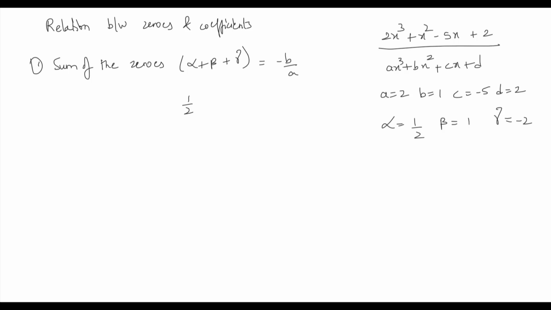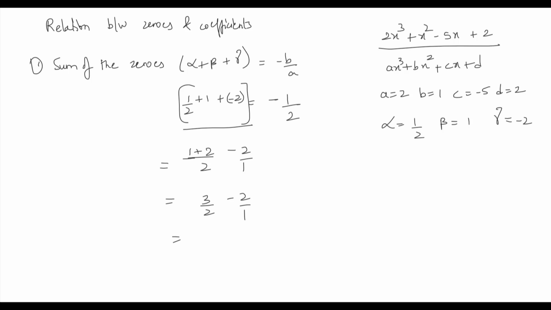So alpha is 1 by 2, beta is 1 and gamma is minus 2, which should be equal to minus b by a. What is b by a? It is minus 1 by 2. So we need to solve the left hand side. So we get 1 plus 2 by 2 minus 2. That is equal to 3 by 2 minus 2 by 1.